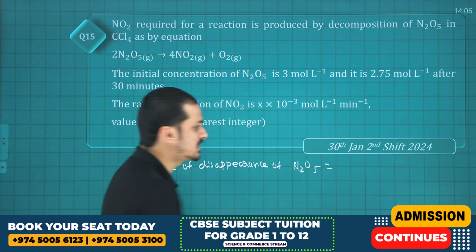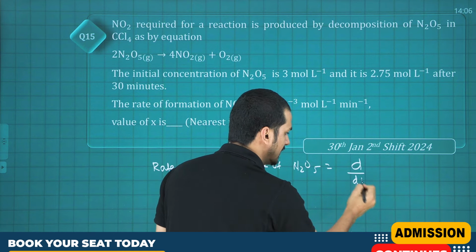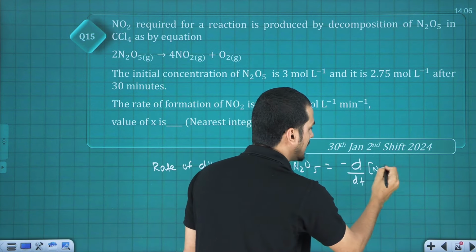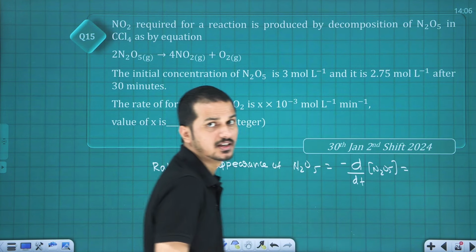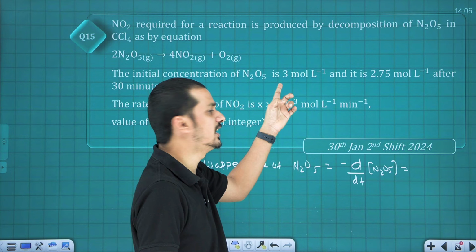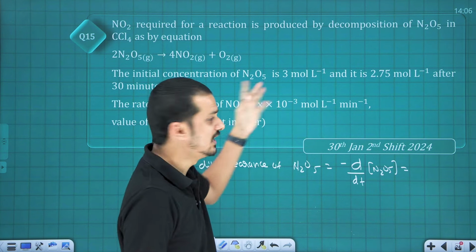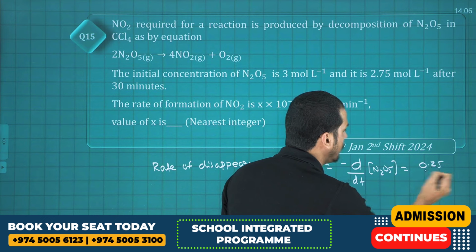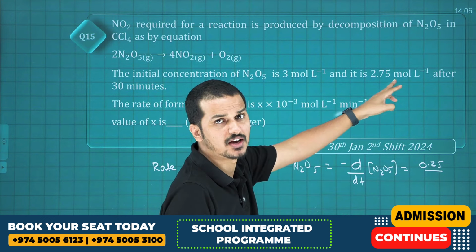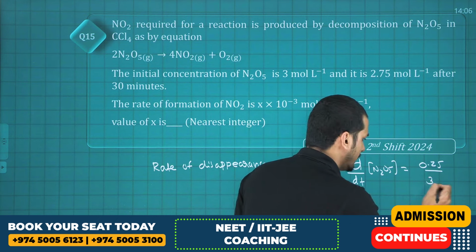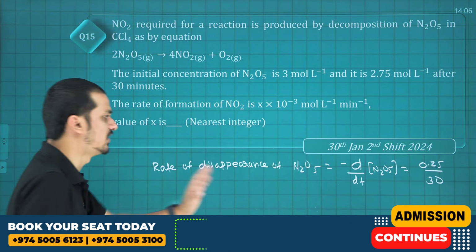Rate of disappearance. Rate means d by dt. Disappearance means minus of N2O5. That I can calculate. How will I calculate? The change in concentration by time. So 2.75 minus 3 divided by time 30. That negative represents disappearing. I can write 0.25. That change is 0.25 divided by 30 I will get. This is actually the rate of disappearance.